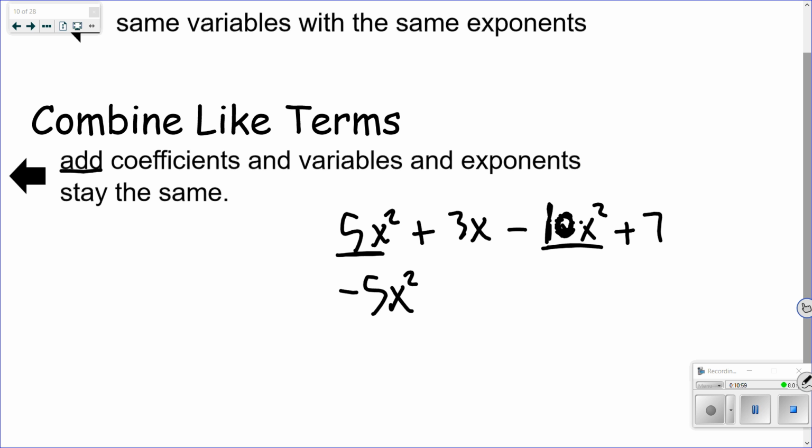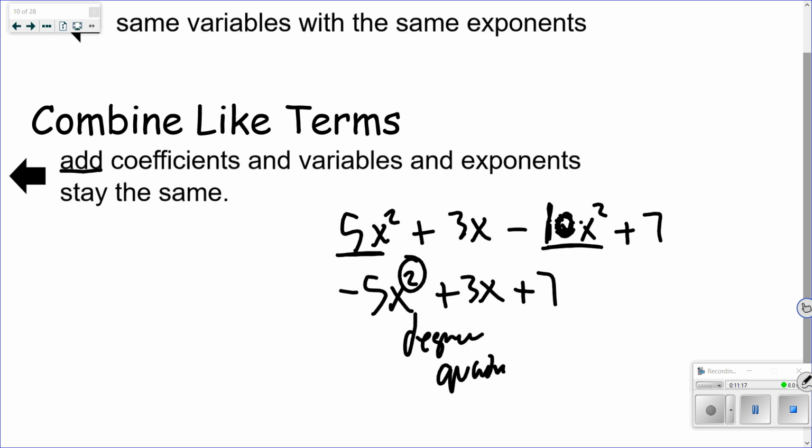The 3x does not have anything that's like terms, so it just stays the same. The 7 does not have anything that's like terms, so it just stays the same. Okay, so now it's in standard form. All we're going to do now is classify it by degree. The highest power is a 2. So we say it's degree 2, which means it's a quadratic. And it's got 3 terms, which means it's a trinomial.